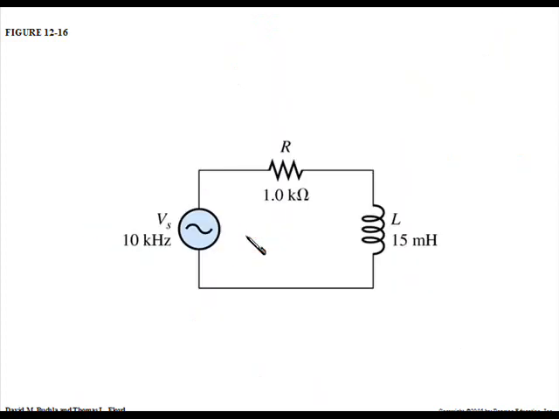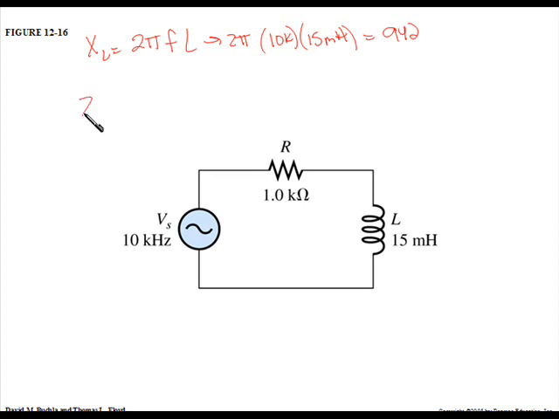Okay, the next one, RL. First thing we do is find XL. XL is 2 pi times frequency times the inductance: 2 pi times 10 kilohertz times 15 millihenries, which is 6.28 times 10,000 times 15 milli, comes out to 942. So the impedance is going to be R plus JXL, so it's 1K or 1000 plus J 942, converting that to polar form.